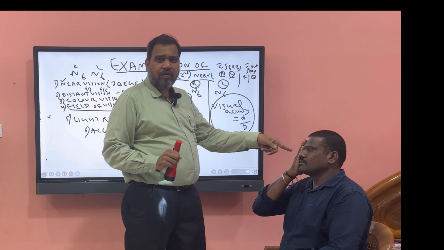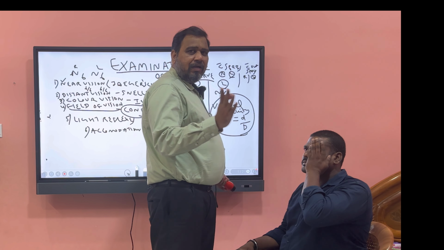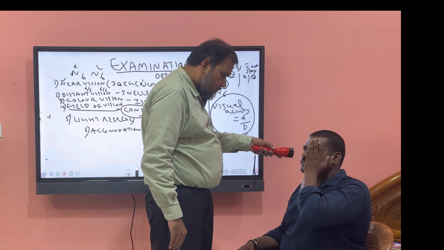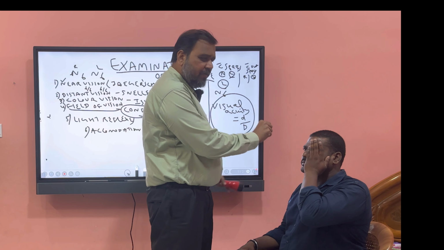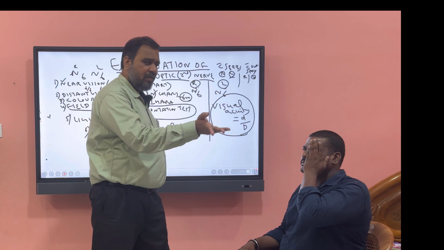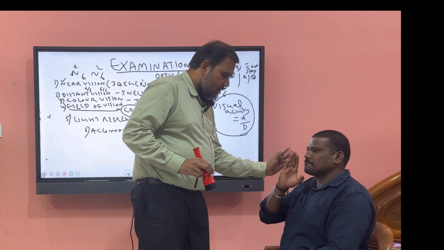So you have to look for the constriction of the pupil. Now I am doing direct light reflex for the left eye. When light falls, the pupil constricts, which I am able to see. So direct light reflex I finished on the right eye and left eye.